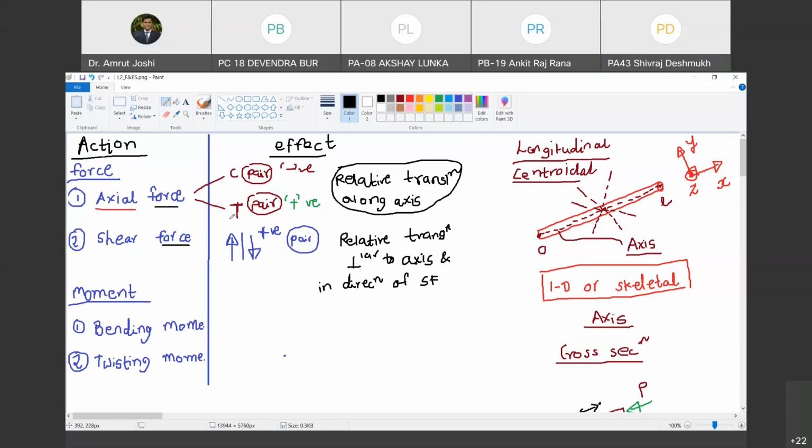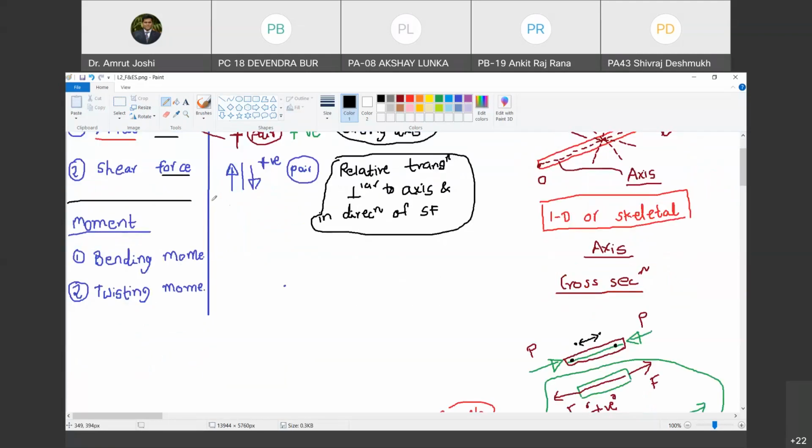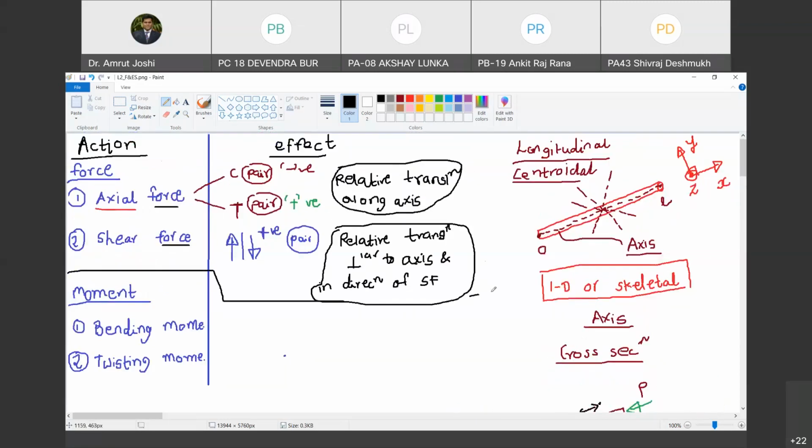Axial force causes relative translation along the axis. Shear force, being perpendicular to the axis, causes relative translation normal to the axis. Are you with me? Yes, sir. Okay. I'm very sure that you must have learnt all of this in strength of materials, but I'm going to spend some time on revision because this is absolutely required when we design a member. Happy?